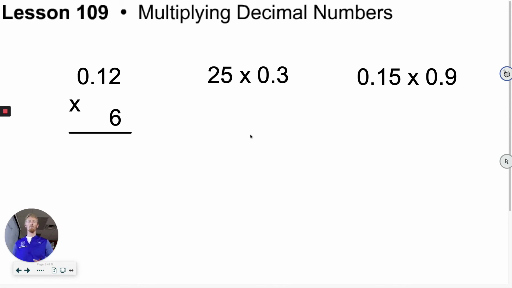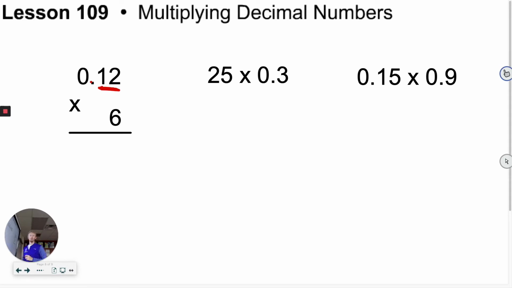Fifth grade, we have multiplying decimal numbers today, lesson 109. So I have three examples up here. Maybe you've multiplied decimal numbers before. You follow the same procedure when multiplying decimal numbers as you do multiplying anything else, with one difference here. In your answer, you should always have the same number of decimal spaces as you did at the start of your problem. So this one has two decimal spaces, right?